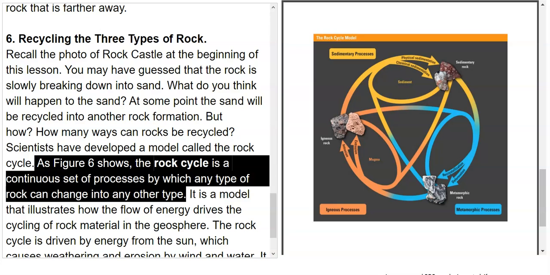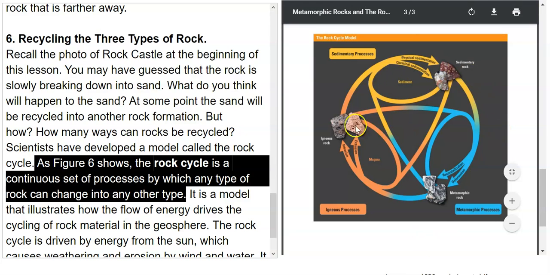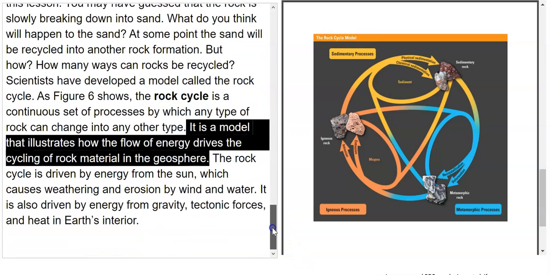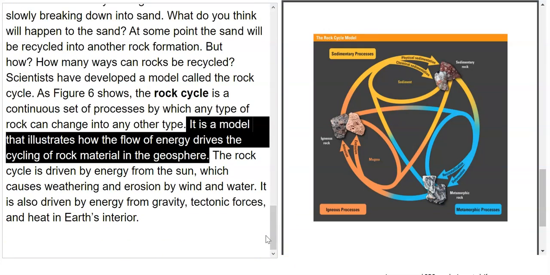Clever name. As Figure 6, that's this figure right here, shows, the rock cycle is a continuous set of processes by which any type of rock can change into any other type of rock. In fact, it can even change back into itself. It is a model that illustrates how the flow of energy drives the cycling of rock material in the geosphere. No energy, rock doesn't change. Not a whole lot of rock is changing on the moon. Check that. No rock is changing on the moon. There's no energy on the moon.